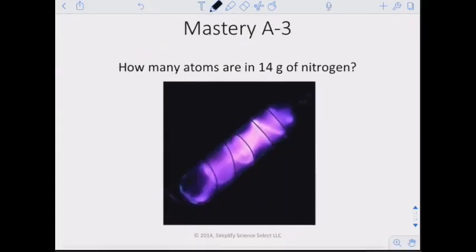And lastly, our mastery level question. It says, how many atoms are in 14 grams of nitrogen? Now, nitrogen has a molar mass right around 14. So essentially, by saying 14 grams of nitrogen, we're talking about 1 mole of nitrogen. So 14 grams is 1 mole, and 1 mole is 6.02 times 10 to the 23rd atoms.